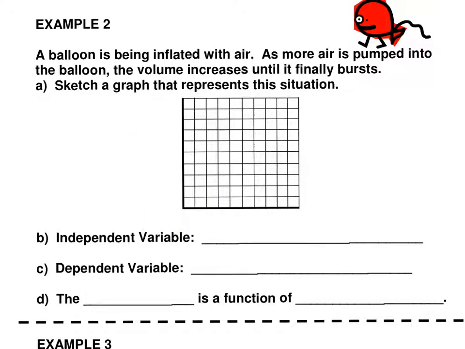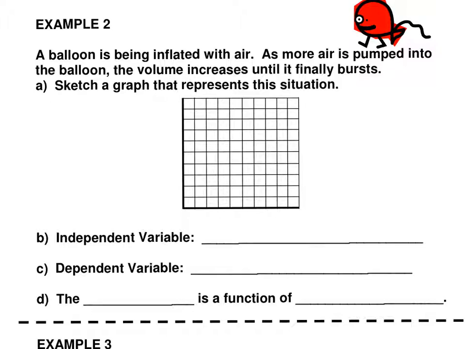All right, example 2, you want to write down the information in this particular problem. It says a balloon is being inflated with air. As more air is pumped into the balloon, the volume increases until it finally bursts. We want to sketch a graph that represents this situation. So let's see what the independent variable is and the dependent variable.